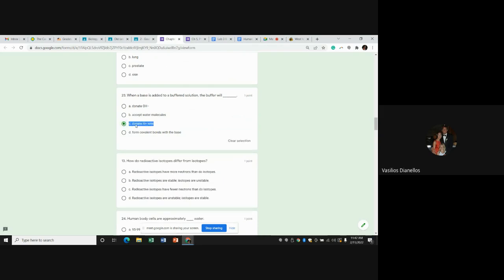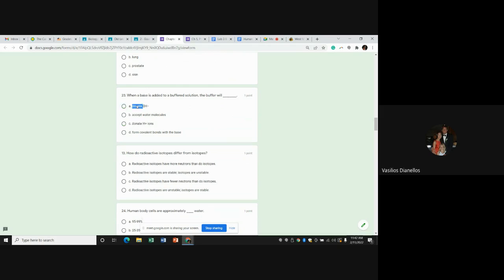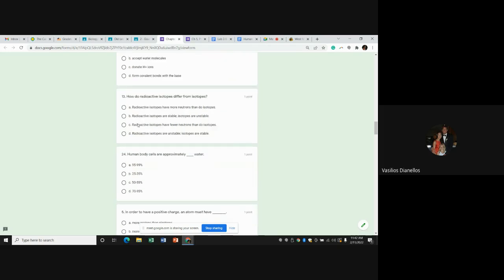Now remember, for the exam, I might say when an acid is added to a buffered solution instead of a base. Also, I could change the wording for this. I could keep the question the same, but change the options. Let's just leave it at that. I don't have time to get into it.